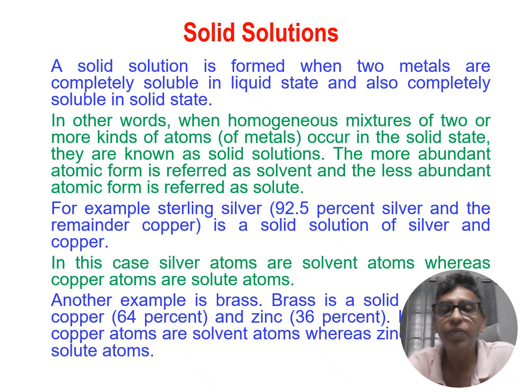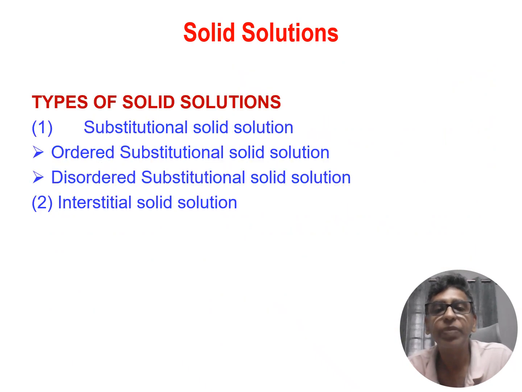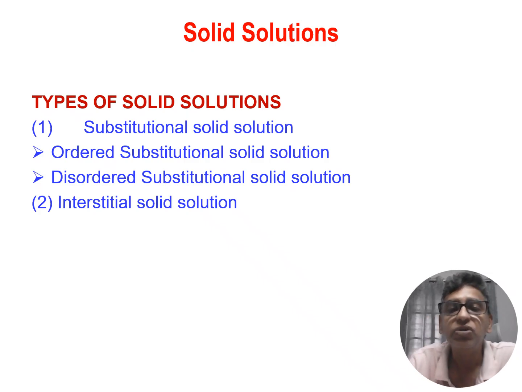Similarly, if you take brass, we have 64% copper and 36% zinc. Types of solid solutions: substitutional solid solution, which can be ordered substitutional or disordered substitutional, and the second one is interstitial solid solution.